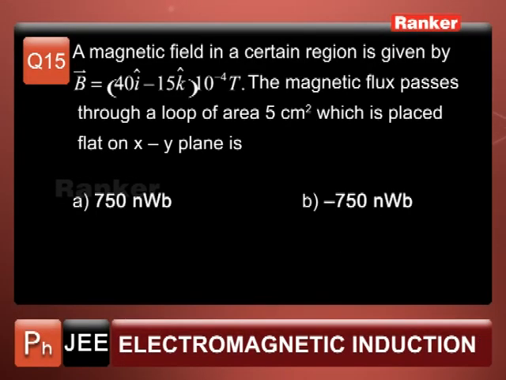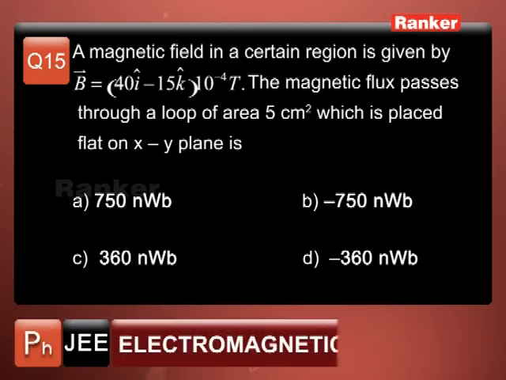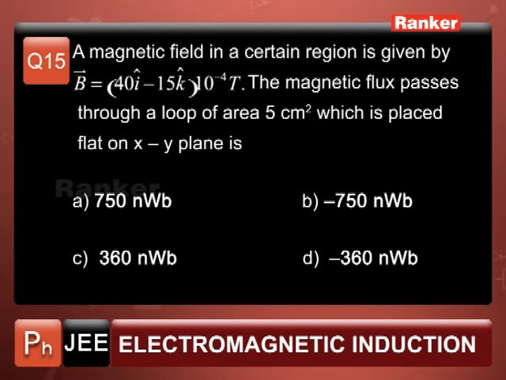A magnetic field in a certain region is given by B bar is equal to 40i minus 15k into 10 to the power minus 4 Tesla. The magnetic flux that passes through a loop of area 5 centimeter square, which is placed flat on XY plane, is how much?